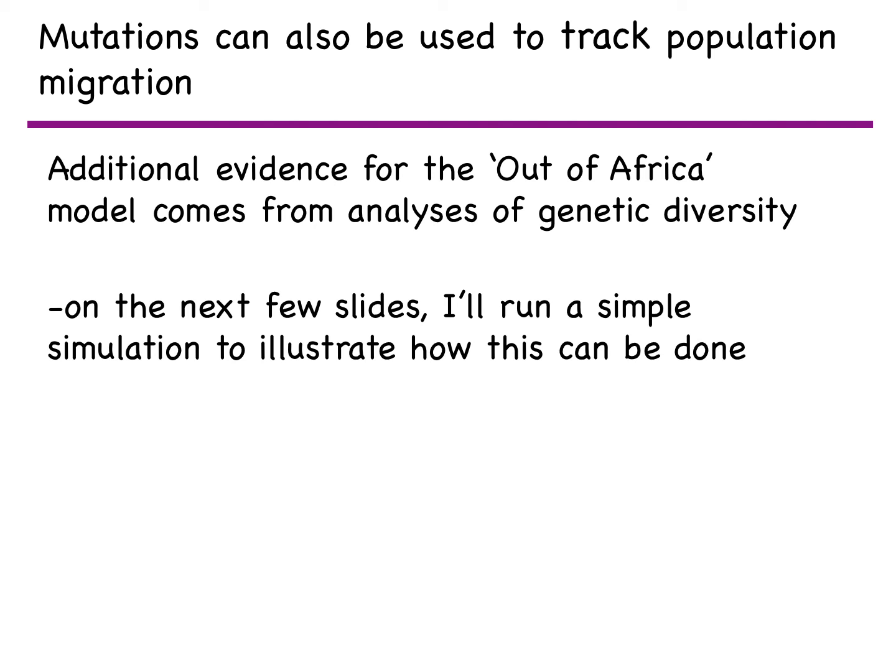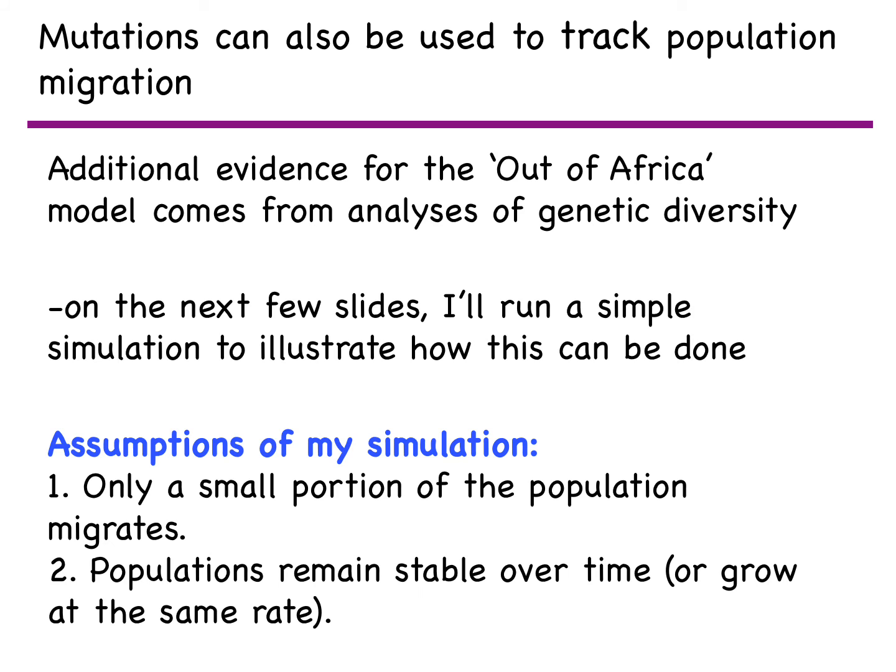There are a few assumptions in my simulation. The assumptions seem to fit what we know about human evolution anyway, so I don't think they are any problem for what I'm about to tell you, but I just want to be clear on what they are. One assumption is that only a small portion of the population migrates, because I'm going to show you population migration. The other assumption is that the populations remain stable over time, or that they grow at roughly the same rate in different locations. All right, so I'm going to run a simulation now for you.